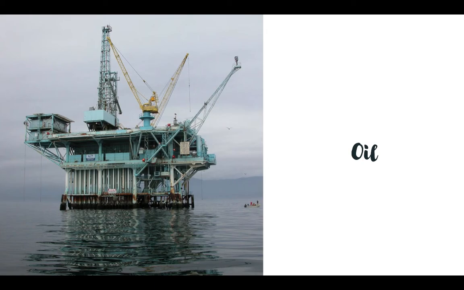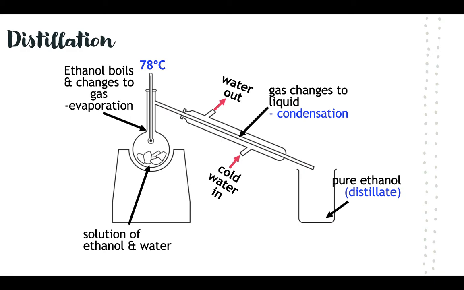Now, the way that we separate oil out is we use a process called distillation, and I'm going to run through that with you right now. Distillation is the separation of a mixture based on boiling points of the different compounds within. What we have here, for example, is a solution of ethanol and water. We've placed the solution in a heating mantle, and we are going to heat it up to 78 degrees centigrade. At 78, ethanol will boil and change to gas. It will evaporate.